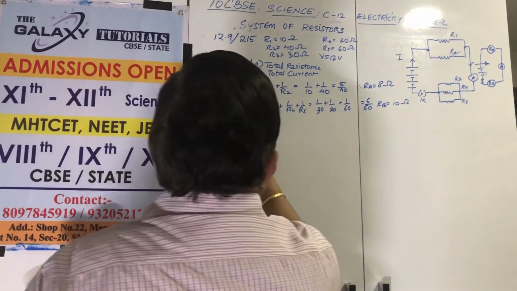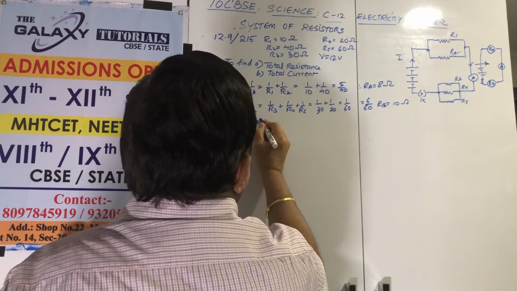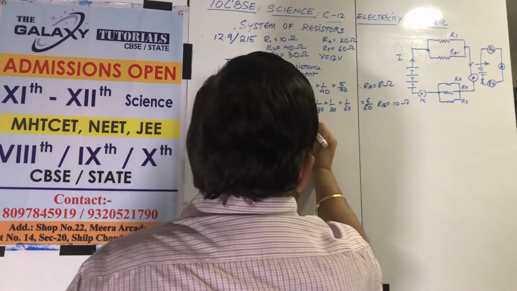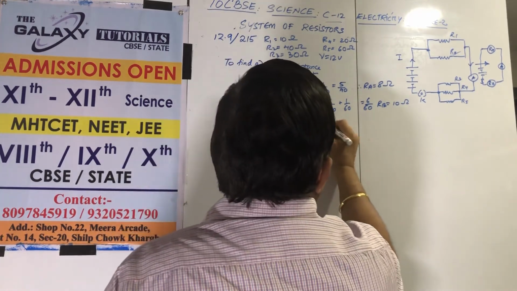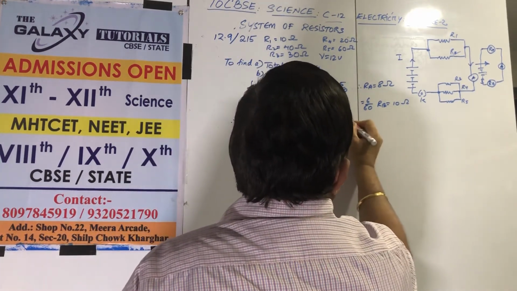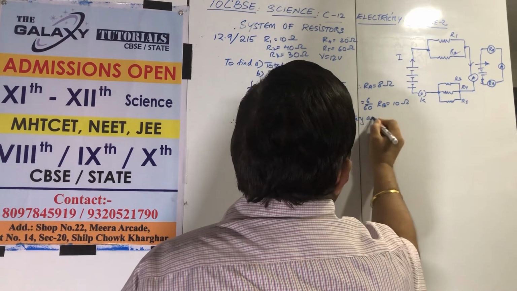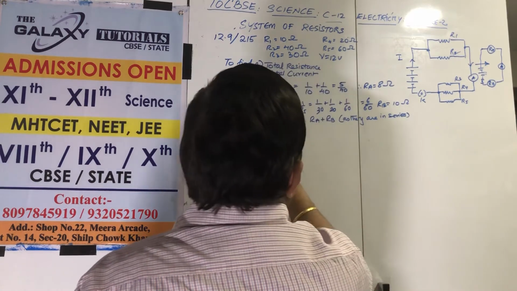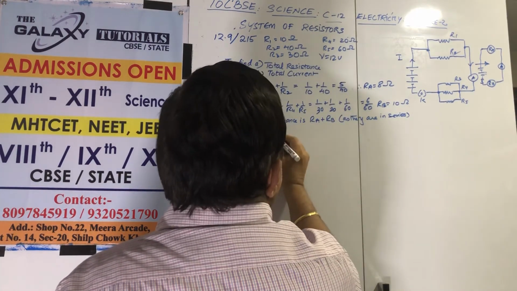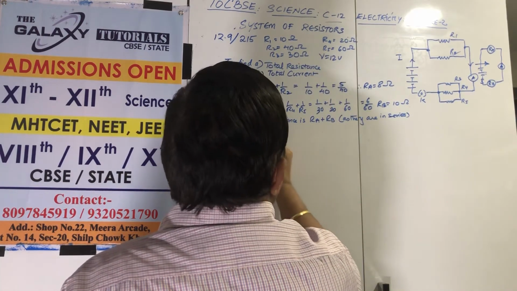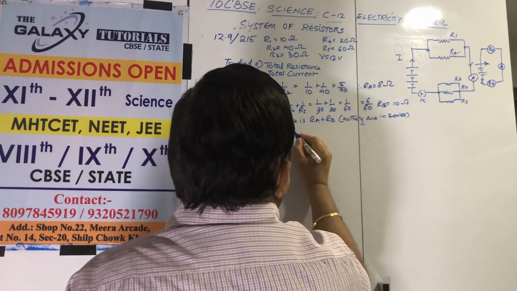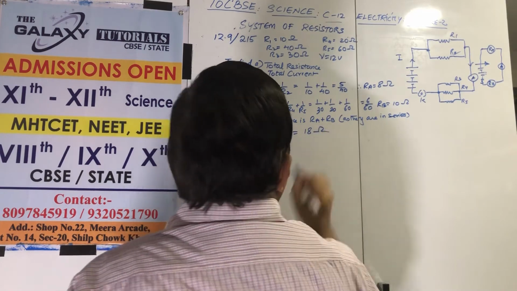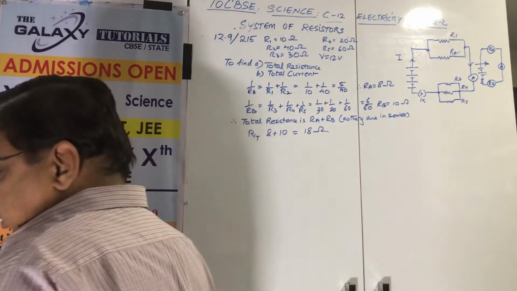Okay, therefore, total resistance is RA plus RB as they are in series. So RA is 8 ohms, RB is 10 ohms. So total resistance I get, total I will write now, total is 18 ohms. This is my first answer.